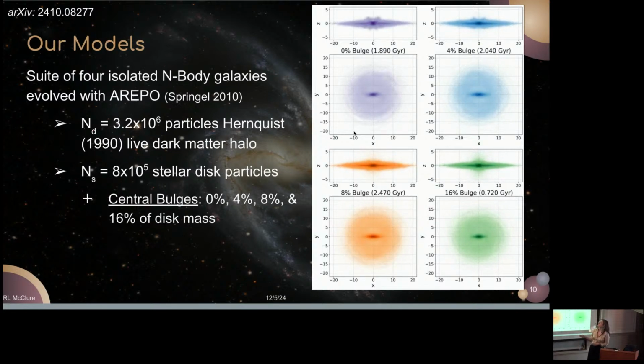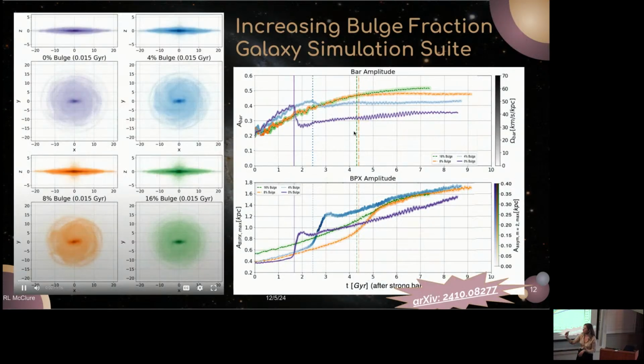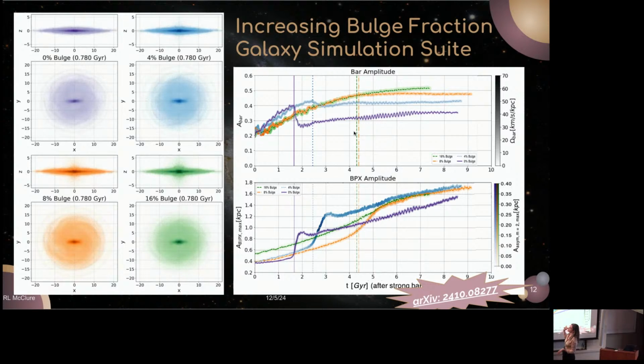But I will jump forward, because I'll play this again for a second here. I want to highlight that all 4 of them do end up with really nice, very pronounced boxy peanut X features. These are fixed in the bar frame, as I'll play this video again now, from the time where they all have reached the strong bar threshold. Purple in all the plots will always be our 0% bulge, then blue, orange, and green, increasing in bulge mass compared to the disk mass.